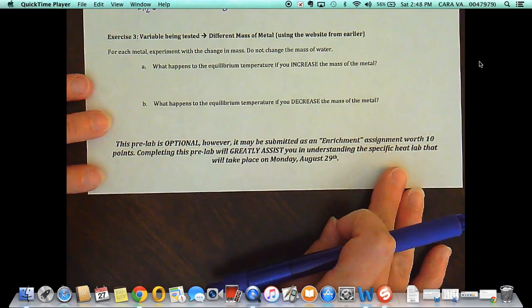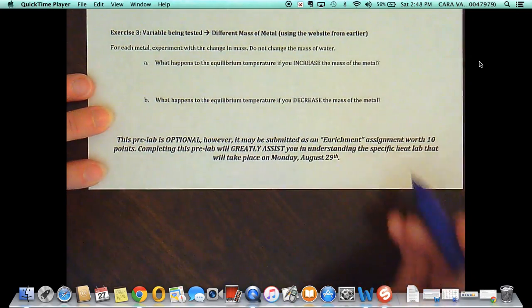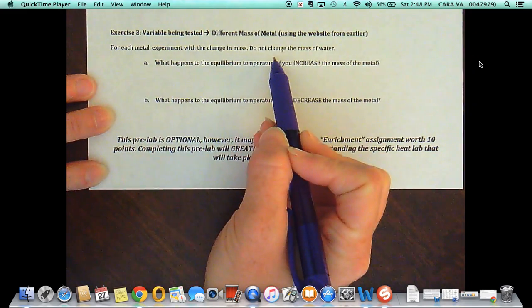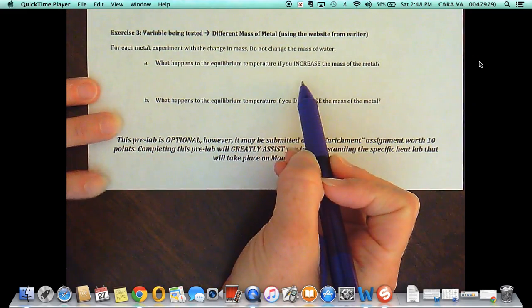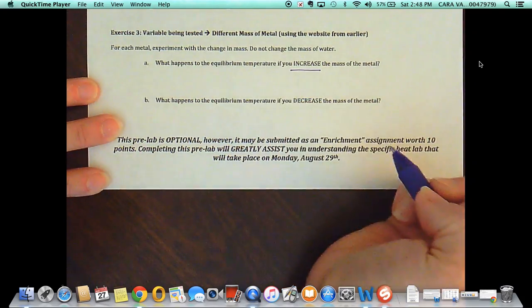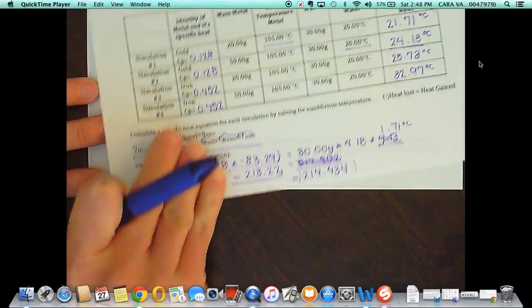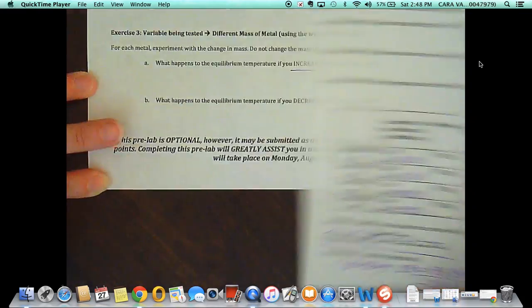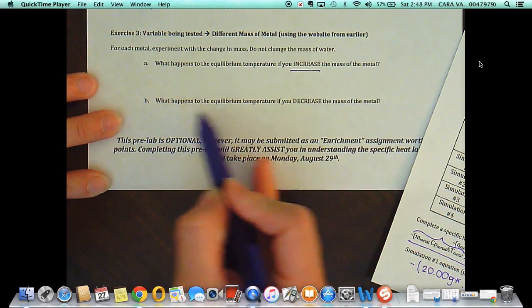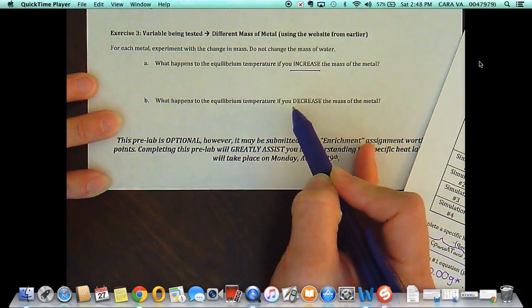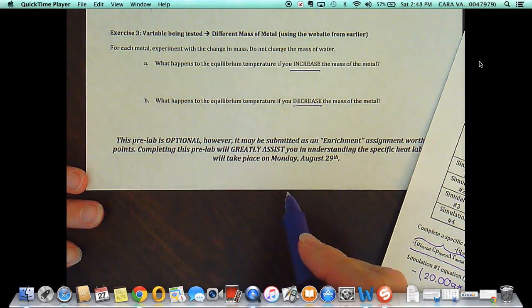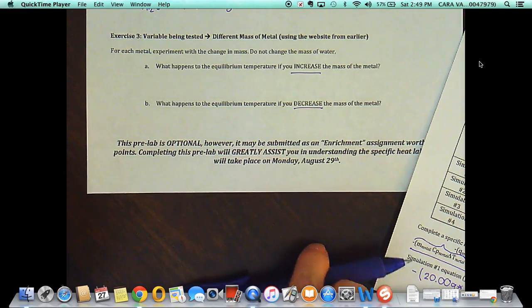This last one, you could definitely go back to that simulation and use the website from earlier. For each metal, experiment with the change in mass. Do not change the mass of water. So ultimately what we're saying is if you increase the mass of the metal, so again, come back over here, look at your original data. What happened when we increased the mass of the metal to the final temperature? And that's what this is asking you. What happens to the equilibrium temperature if you decrease it? And again, I want you thinking about why that happens. Think about the formula that's used and things like that.